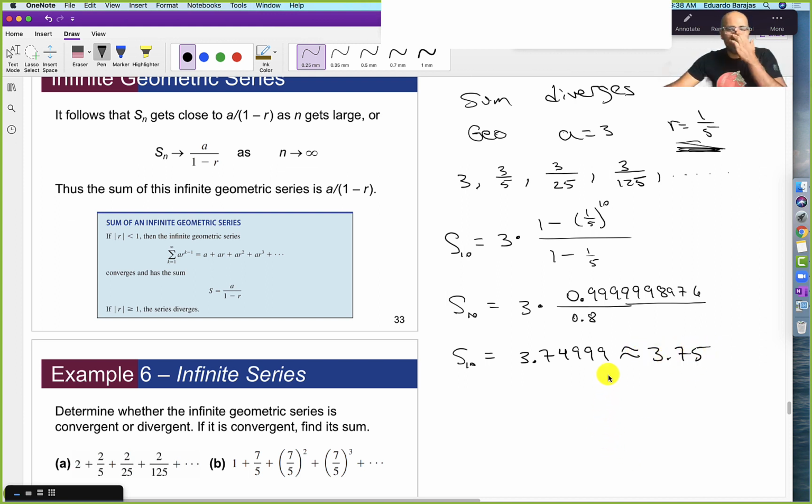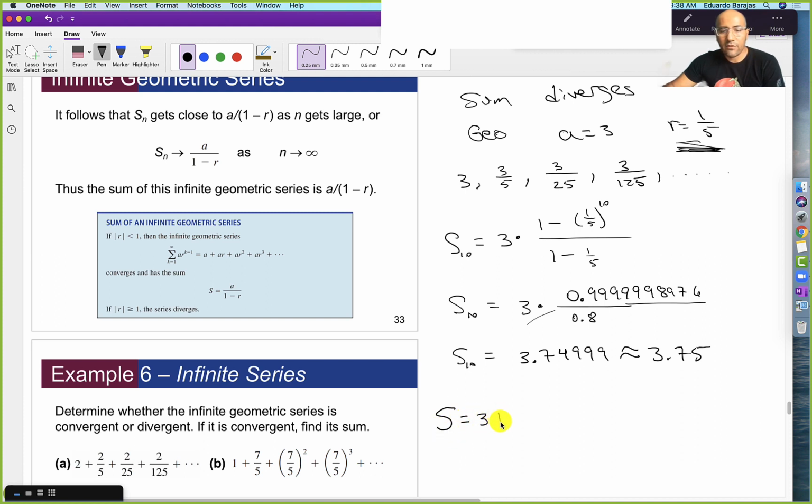Any questions about this? We're given this geometric sequence where A is 3 and R is 1/5. Here it is, the first few numbers. And if I want to find the sum of the first 10 numbers, I use this formula, and I get that it's approximately 3.75. Good? But what if I want to add them all? S, right? No subscript. That's the sum of all of them.